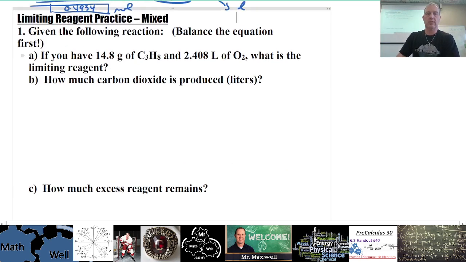So here it is. Here's your limiting reagent practice assignment. And these are the numbers that you're going to use for your actual assignment. So I would encourage you to go ahead and give that a try for your actual assignment.